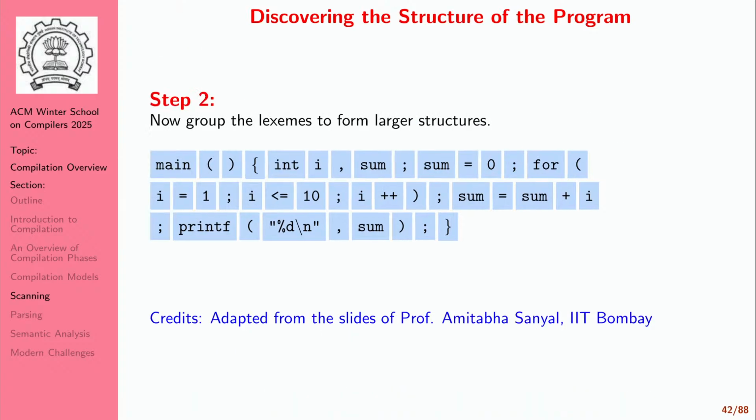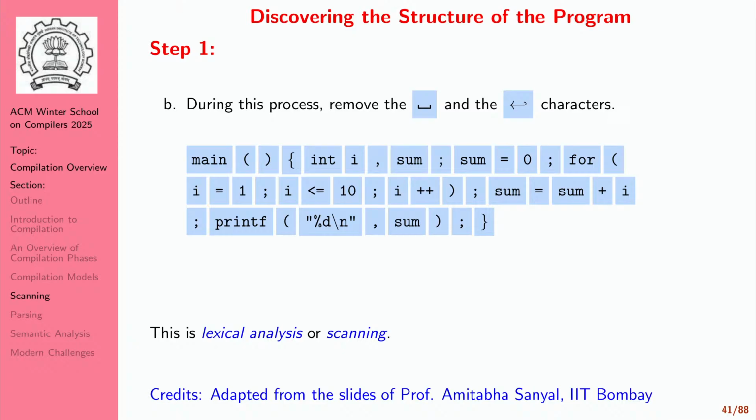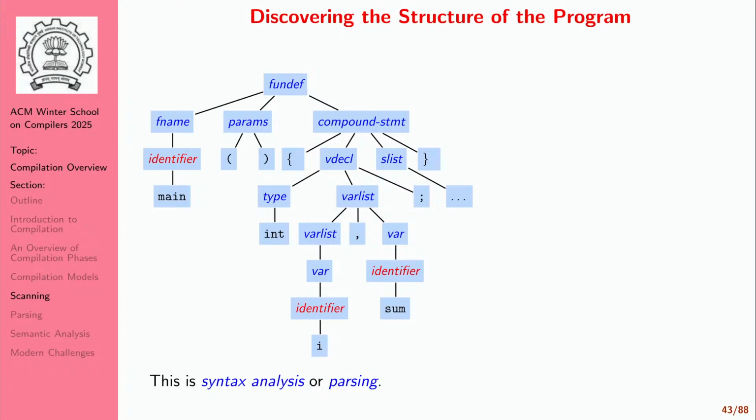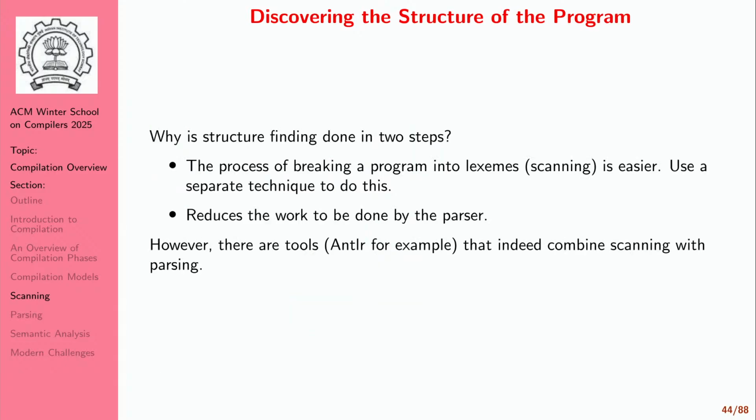Okay, now the next step is to group these tokens to form larger structure. Now you got the tokens, you got rid of the spaces and the new line characters, and then you create a parse tree that looks like this. Okay, you will observe these parse trees and abstract syntax trees for programs in the afternoon session. So the question is, why are we doing this in 2 steps? We are doing scanning, we are doing parsing. Why do we need a scanner and a parser separately? Can't we do both the things together?